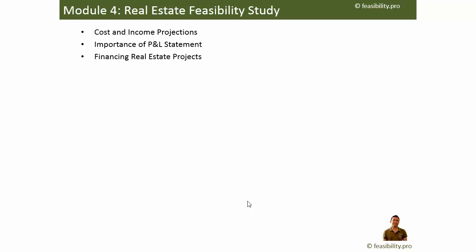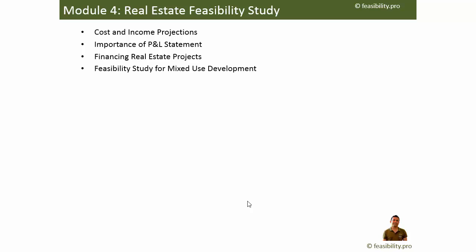Module 4 covers the feasibility study for real estate projects or assets. We'll learn about the cost and income projections, importance of P&L statement. We will be constructing a profit and loss statement for a real estate project. We will learn about how to finance a real estate project.